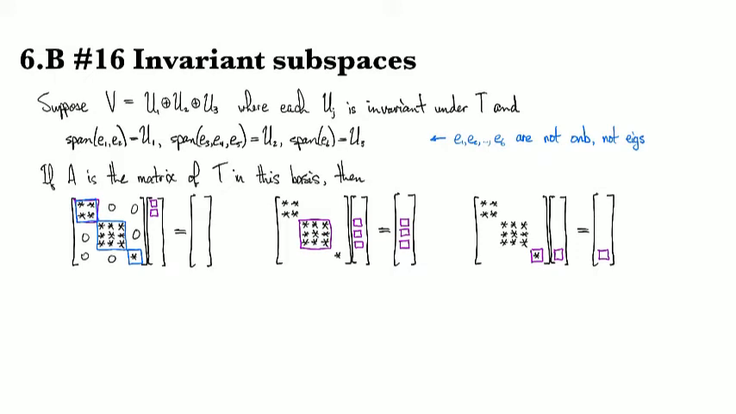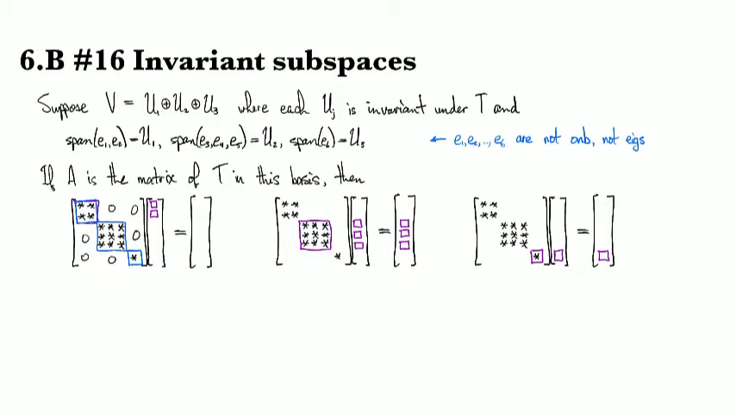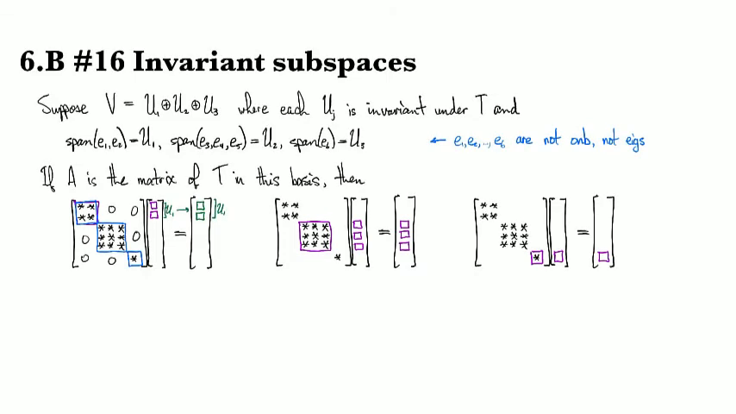So when you do the multiplication, the product of this row with this column, these zeros are going to kill anything that's showing up down here, so it doesn't even matter. It's going to take stuff from U1 and spit it back into U1. So there's the invariance happening right there.